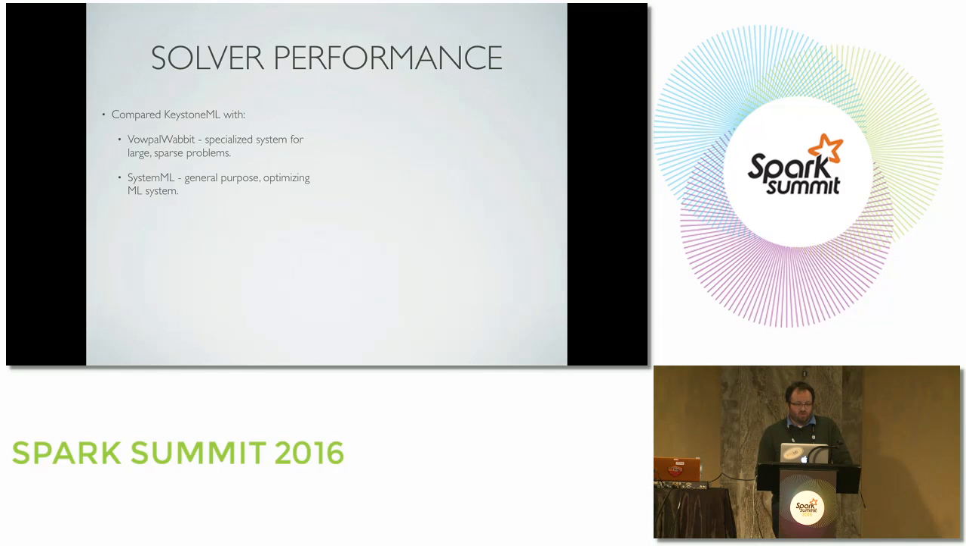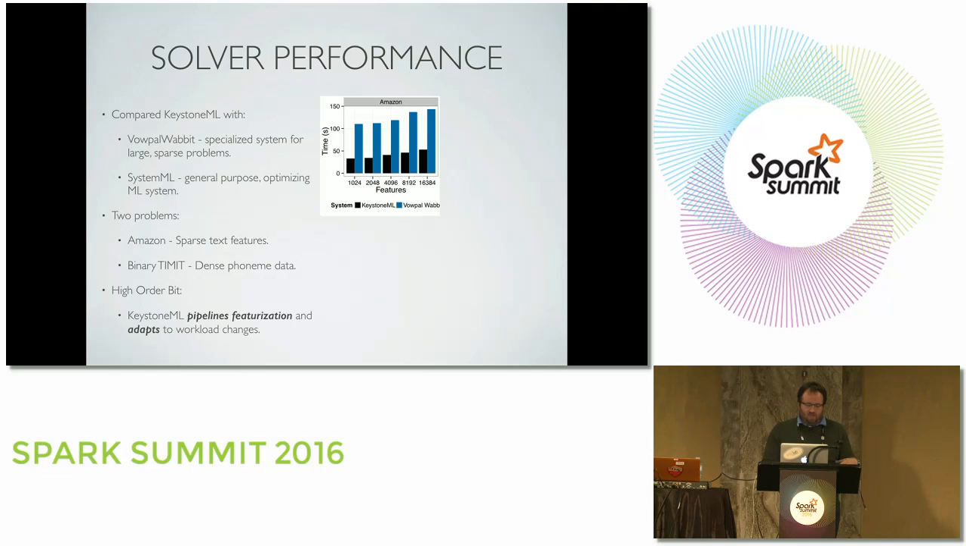So we compared KeystoneML with two systems. First is Vowpal Wabbit, which is a specialized system that works especially well for large sparse problems. And the other one is SystemML, which is a general purpose optimizing ML system that does some really, really amazing low-level optimizations, but is running a specific algorithm in this case, which is conjugate gradient method, to solve the linear system. So we did two problems, again, this Amazon problem, and then a binary version of this Timit problem because the SystemML implementation didn't support a multi-class solver. So the higher order bit from the results I'm about to show you is that KeystoneML is able to achieve high performance by both pipelining featurization and solving, and by adapting to workload changes.